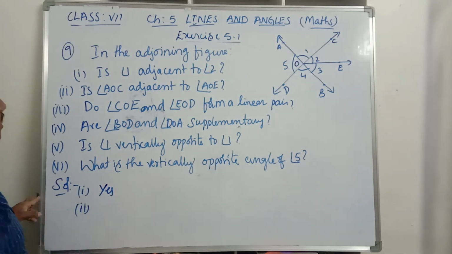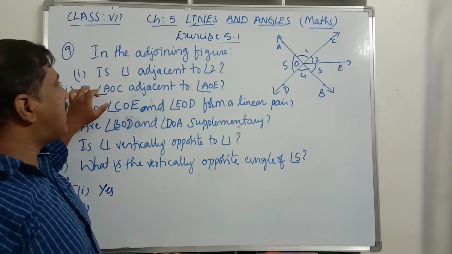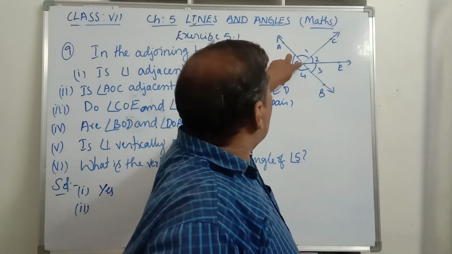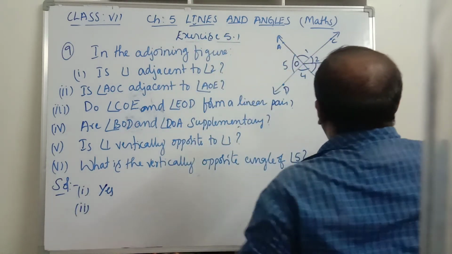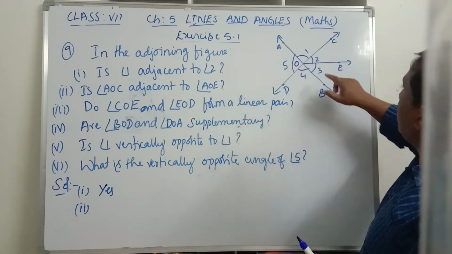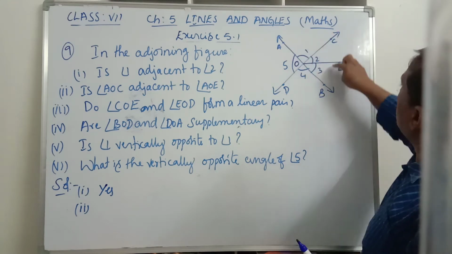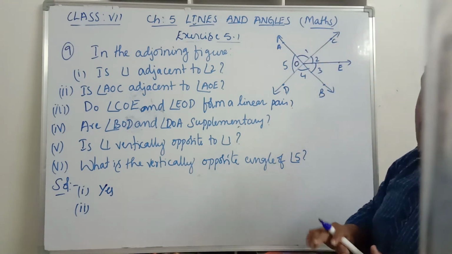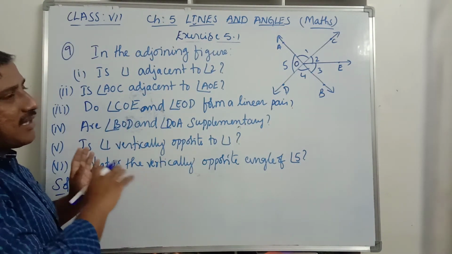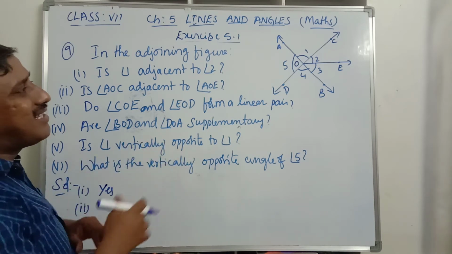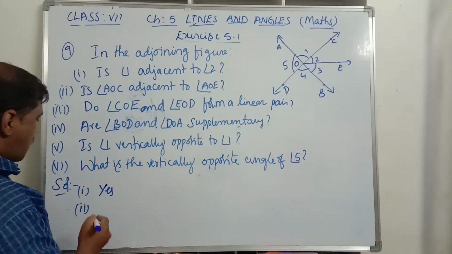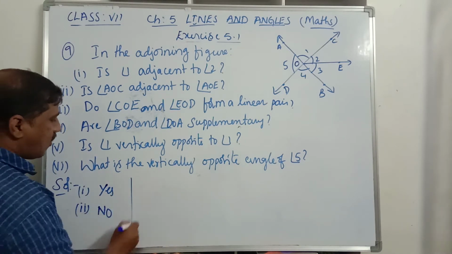Next, the second question: is angle AOC adjacent to angle AOE? Angle AOC means angle 1, and the second angle is angle AOE. Are they adjacent to each other? No. Why are they not adjacent? Because the non-common arms should be on either side of the common arm. Therefore those two are not adjacent angles. The answer is no.